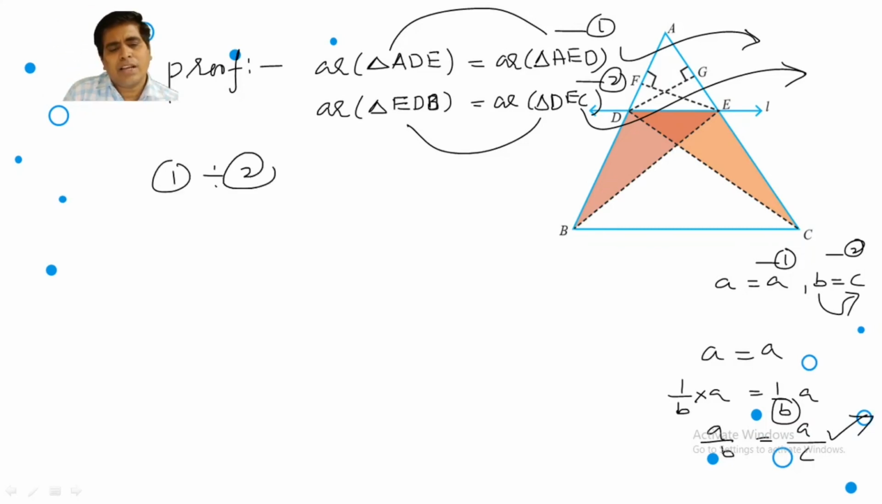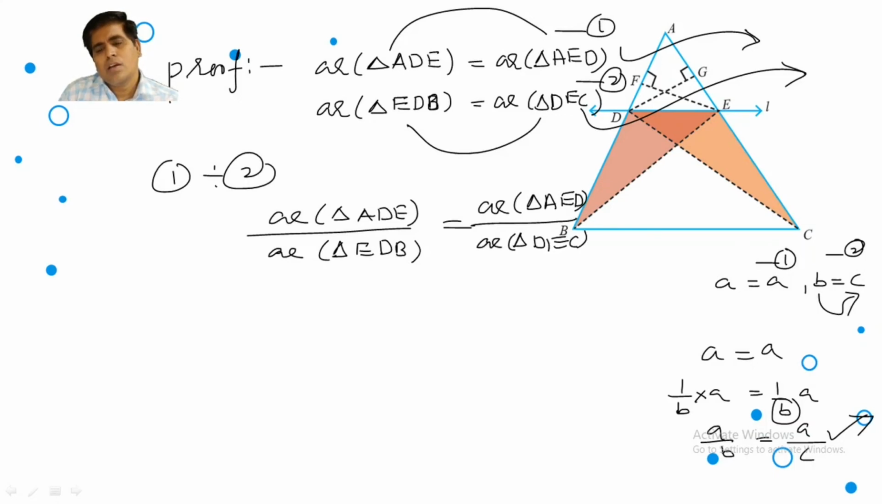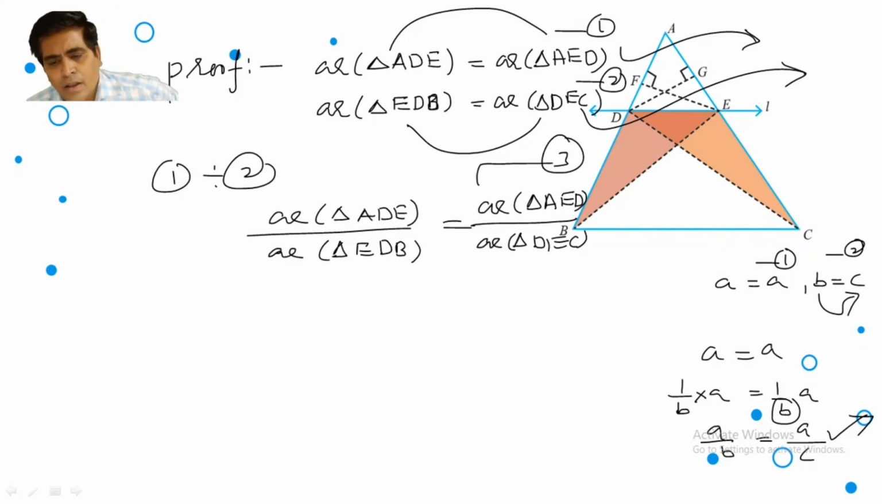First equation by second equation I can divide. Area of triangle ADE by area of triangle EDB is the same as area of triangle AED by area of triangle DEC. So definitely these ratios will be equal. So what I got is a third equation, from 1 and 2. Next.